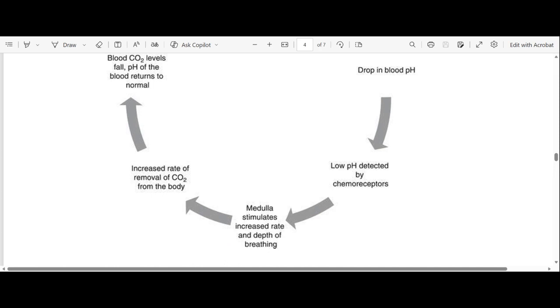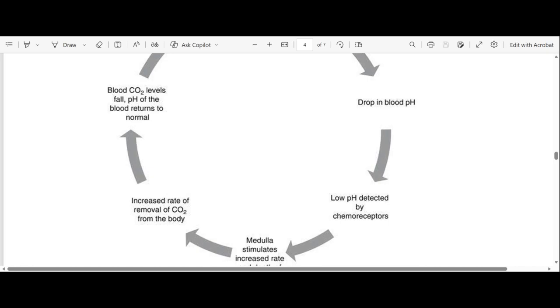And also what will happen to your heart? Your heart rate will also increase. So increased heart rate and increased heartbeat will bring a lot of carbon dioxide to your lungs. And that carbon dioxide will then be exhaled to the outside. After it is exhaled to the outside, your carbon dioxide levels drop back to normal.